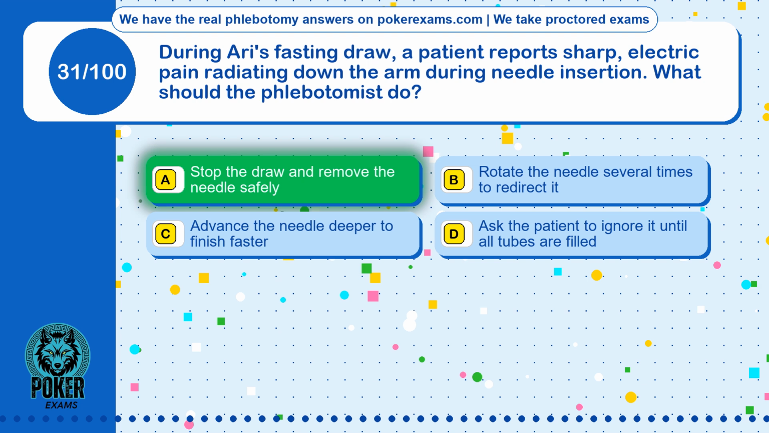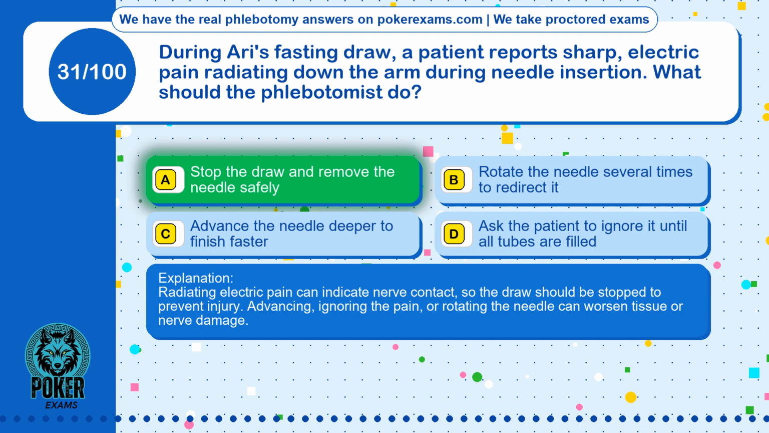The correct answer is option A. Stop the draw and remove the needle safely. Radiating electric pain can indicate nerve contact, so the draw should be stopped to prevent injury. Advancing, ignoring the pain, or rotating the needle can worsen tissue or nerve damage.